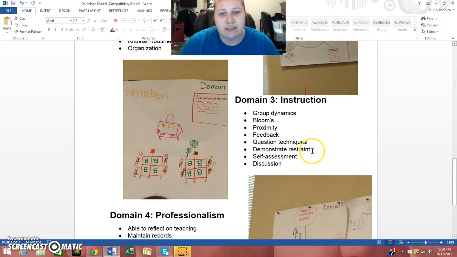You're demonstrating restraint when it comes to you getting frustrated with students. And then you have to be able to self-assess yourself and see if you need to adjust or reteach the lesson. But you also need to teach the students how to self-assess themselves. And then also you need to provide discussion if they have any questions.